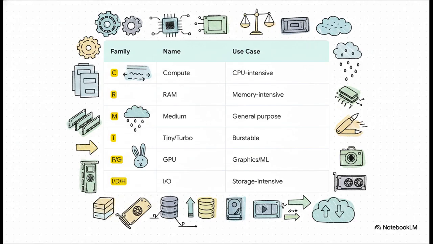Let's just run through the big ones, right? C, that's for your compute-intensive stuff. R is all about RAM. M is for main or general purpose, kind of your jack of all trades. T is for tiny, those burstable instances. P and G, think graphics or machine learning, that's your GPU. And finally, I and D are for IO-intensive workloads with tons of storage. Seriously, if you can nail these pairings, you are absolutely golden.